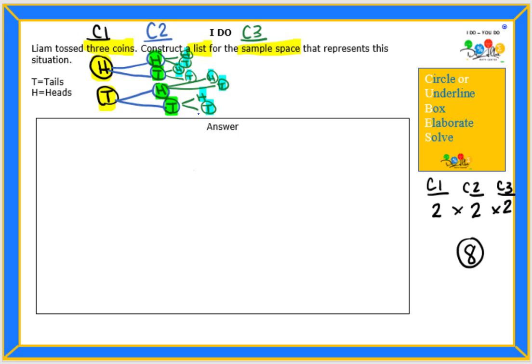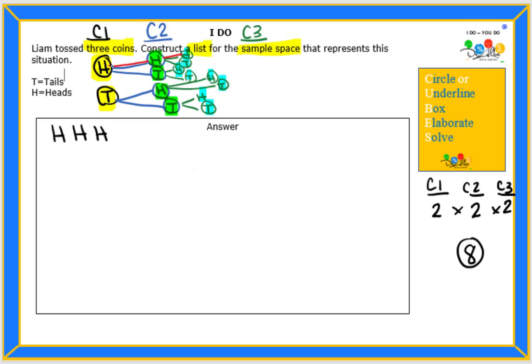So let's follow this tree diagram and make our organized list. So we're going to start here. We're going to go heads, heads, heads. That's our first one. You see how I'm following this? We're going to follow it with the red, so we know we're taking care of that one. Heads, heads, heads. Okay, let's go ahead and do our second one. This time I'm going to follow with the purple.